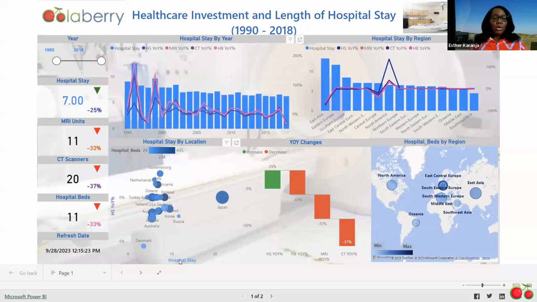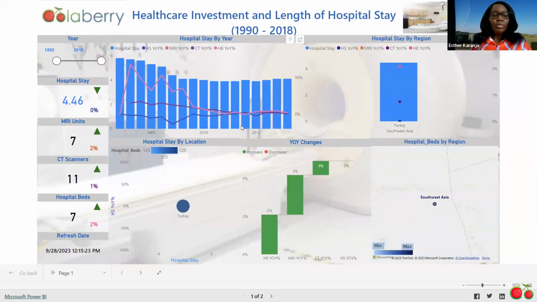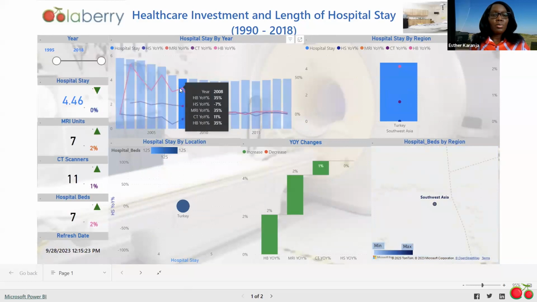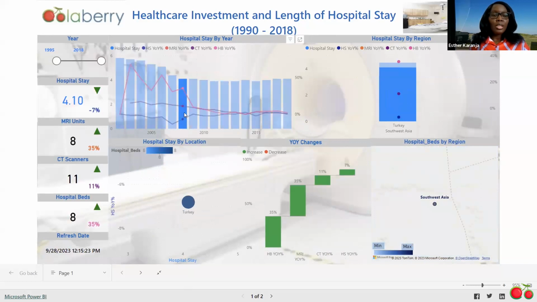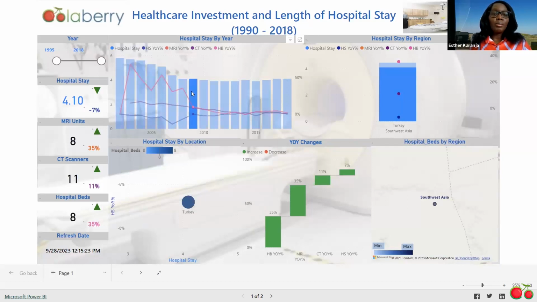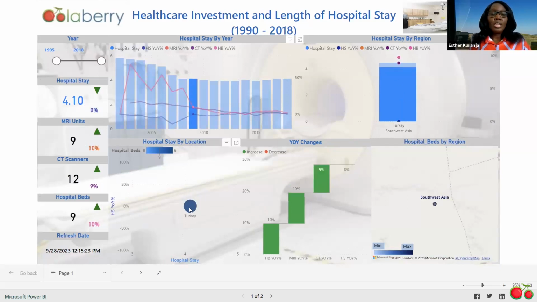Here, as we look at the hospital beds, and still focus on Southeast Asia, choose a year like the year 2008, the number of hospital beds here was 8. So the following year, we see they increased the number of hospital beds to 9. So this has an impact on the number of days spent at the hospital.